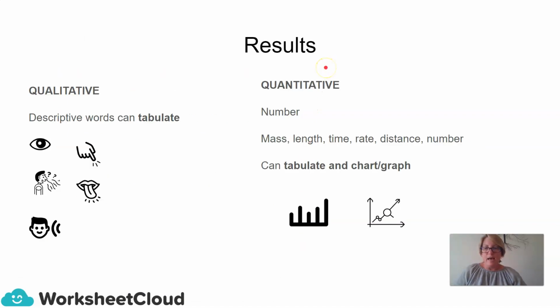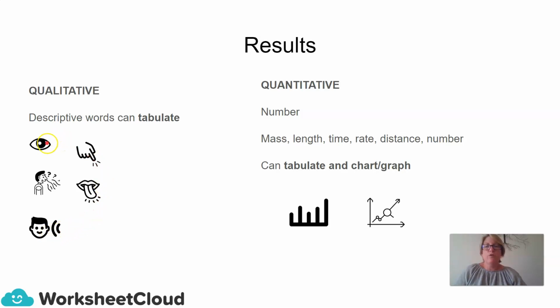So now we need to have a look at writing your results down. Now we're going to get 2 different sets of results. One is known as qualitative results, and another type of result you can get is quantitative. So qualitative results are generally, we use descriptive words. So you can tabulate qualitative results. So this is generally when you see something, or when you can touch something, or when you can smell something, or when you can taste something, or when you can see something.